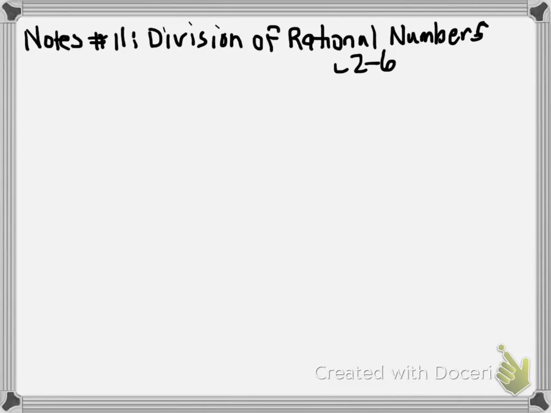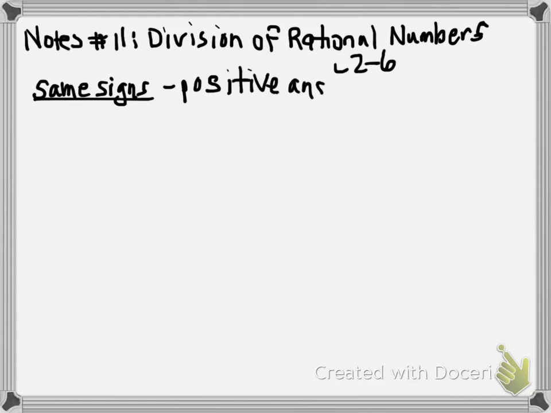So just to reiterate, when we're talking about two values, if we have same signs, we get a positive answer. So again, when it comes to multiplication and division, what the signs tell us is what kind of sign we get in the answer. And if we have different signs, we get a negative answer.